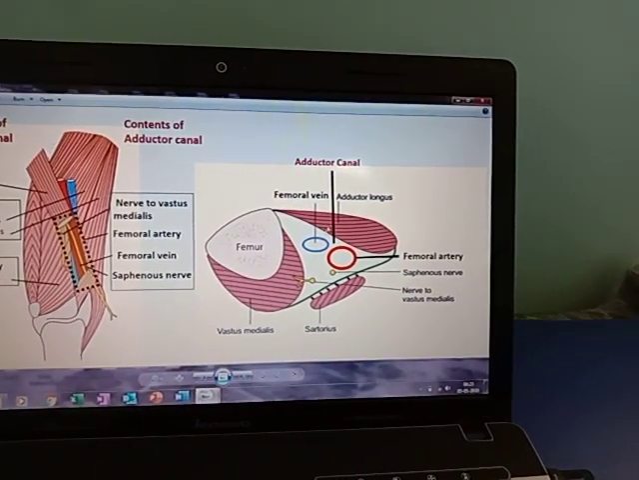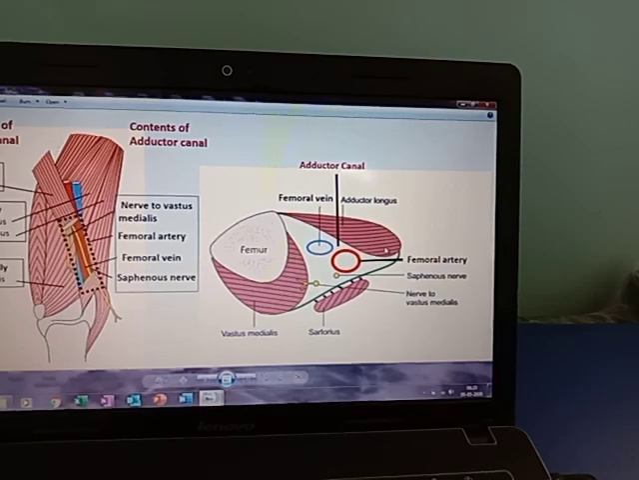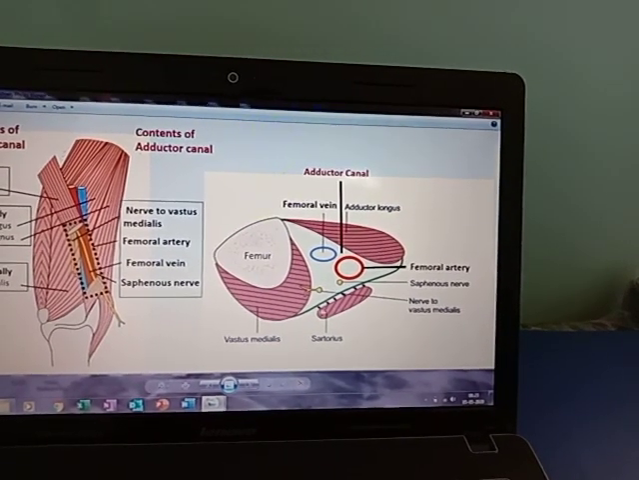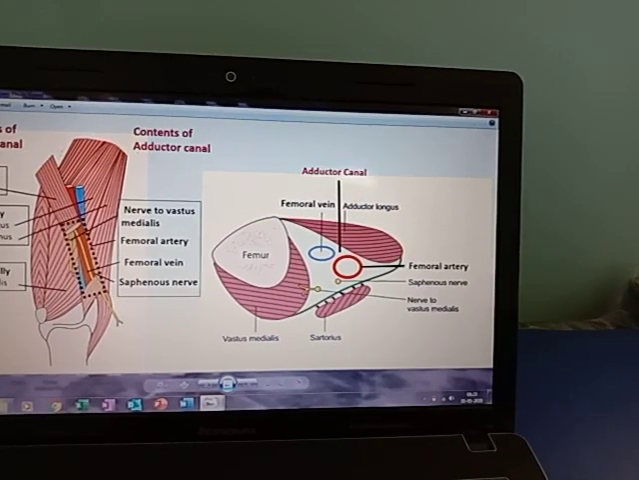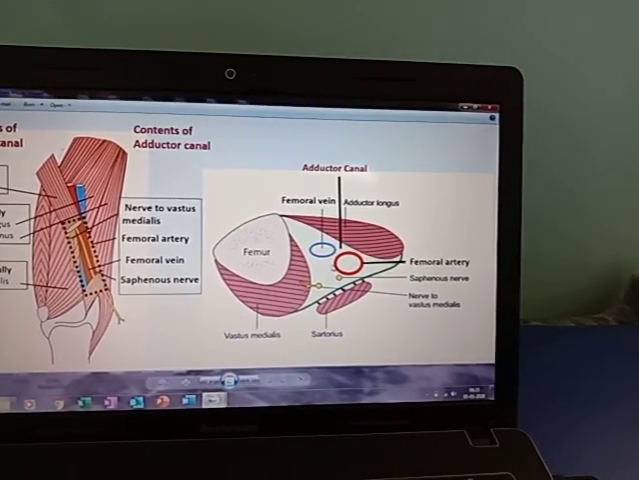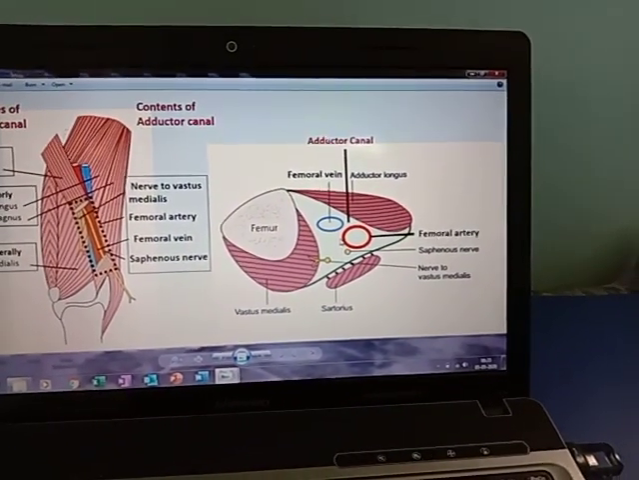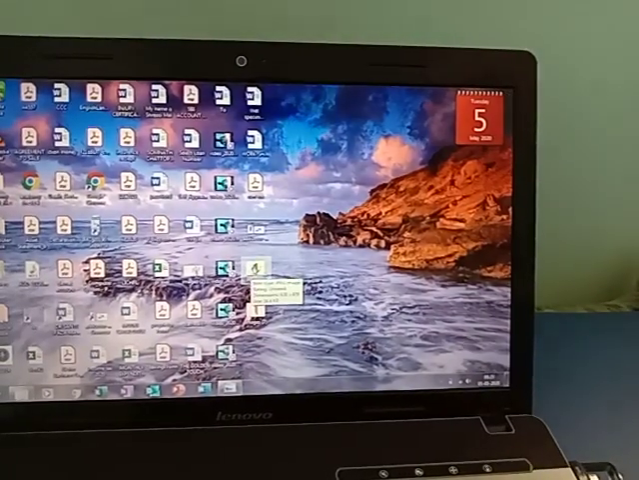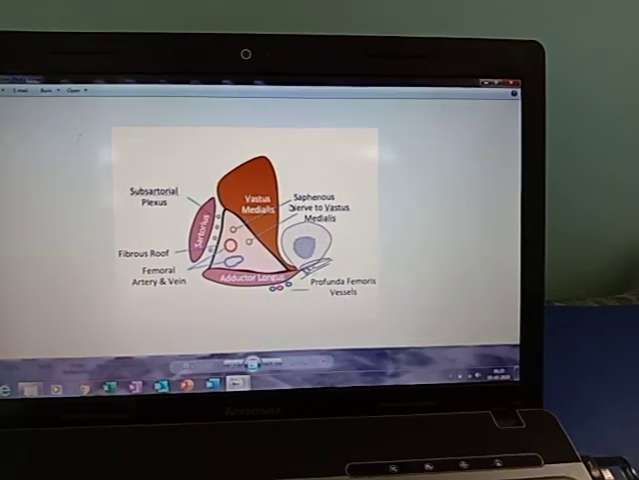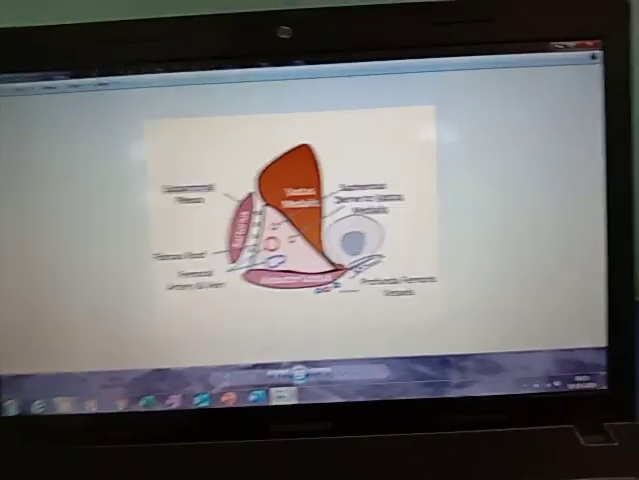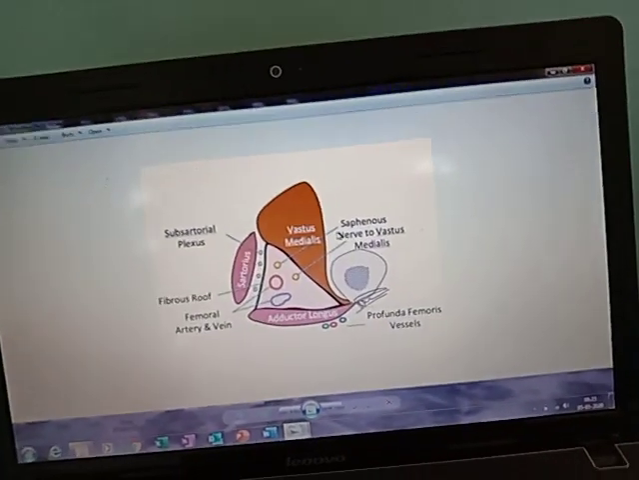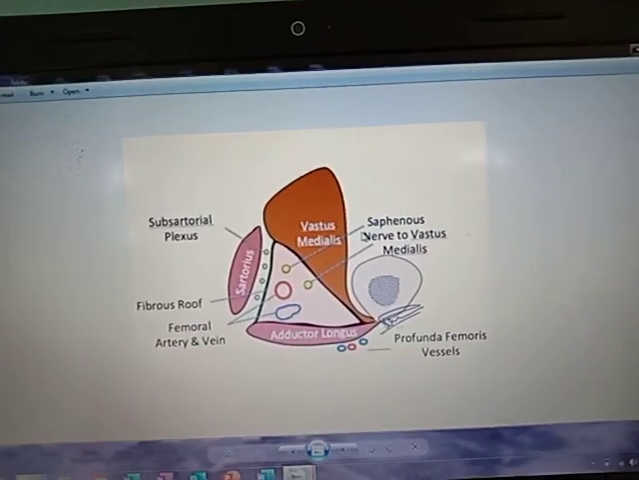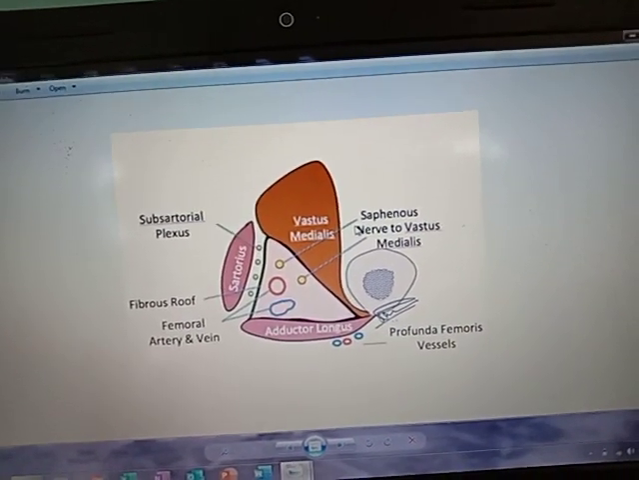Okay, this is again the boundary. This is the vastus medialis, adductor longus, and this is the roof. This is the aponeurotic sheet, and this is the sartorius, and this is the subsartorial plexus, and these are the contents. Then come to the next picture. This is again one picture showing the contents and the boundary of this adductor canal.